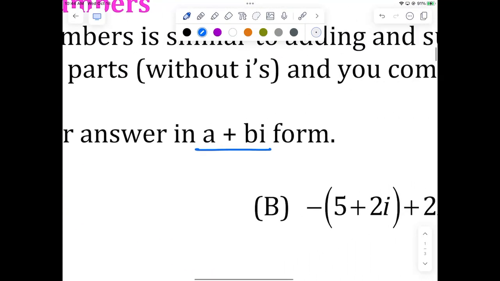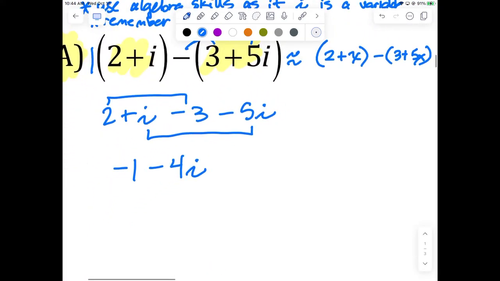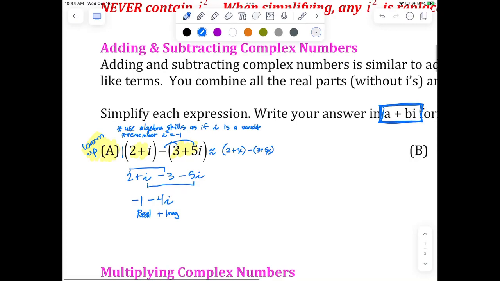I would probably take off 1 point because we want to get in the habit of writing our answer in a plus bi format. It is equivalent, but we want to make sure we write it as the real part first, and then plus the imaginary part. So put the i term last. Get in that habit. Okay. Any other questions on A?